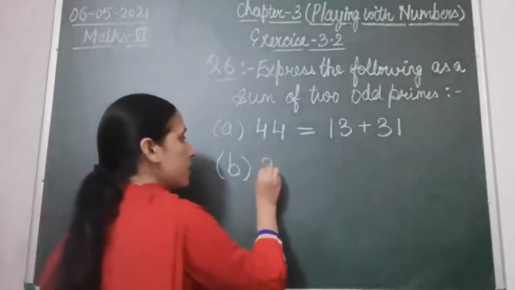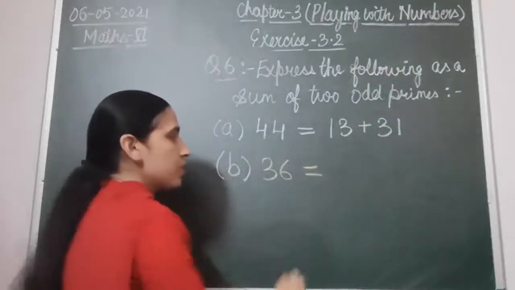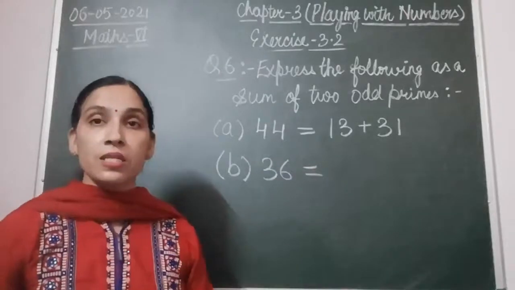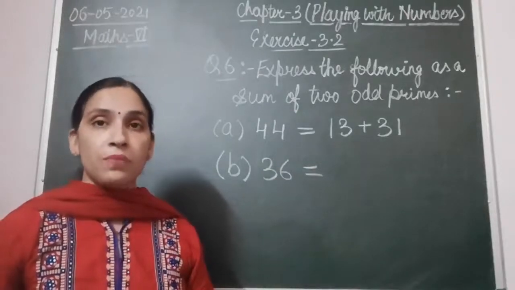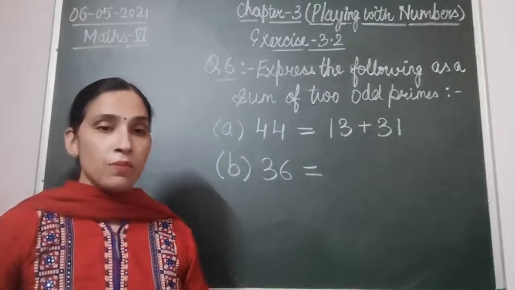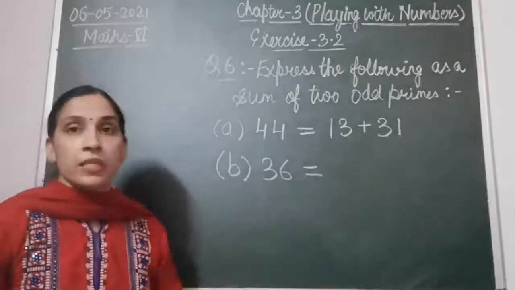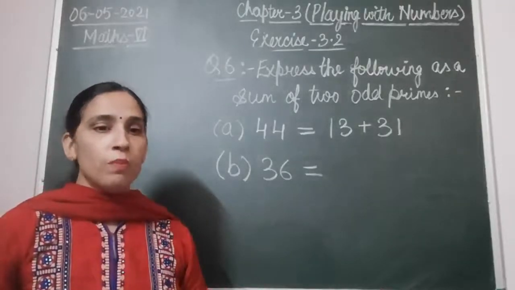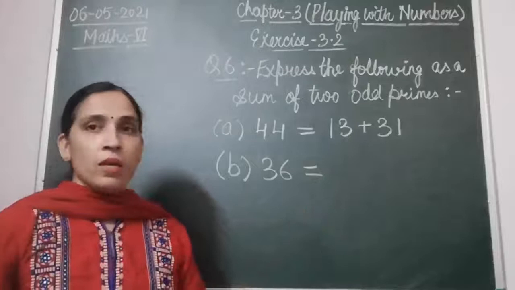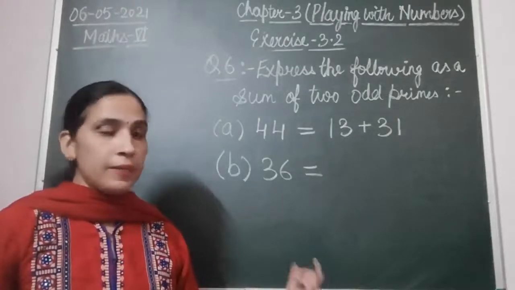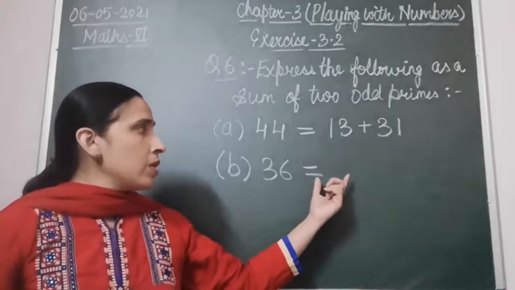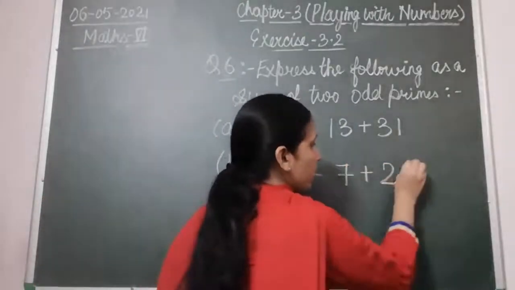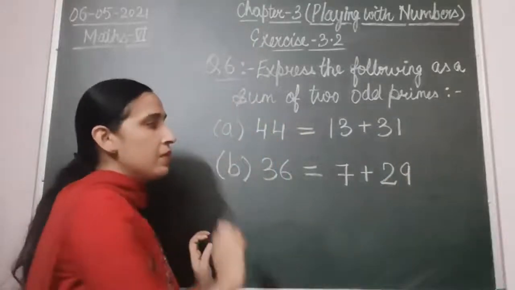Now the B part is 36. How can we write 36 also? Think about it. How can 36 be written as a sum of two odd primes? How can we form this 36? Think about it. Now 7 plus 29 we can take. 7 plus 29, so the sum will be 36.